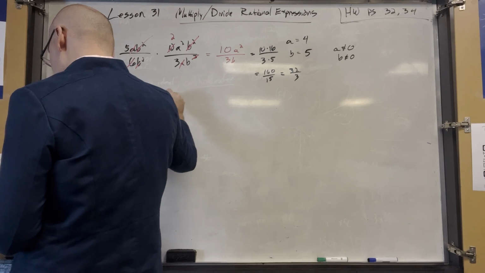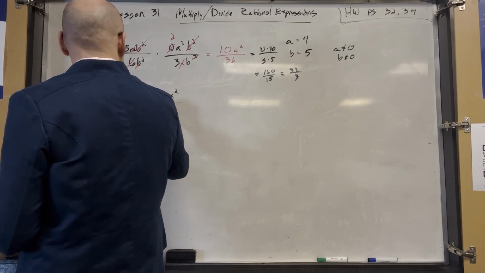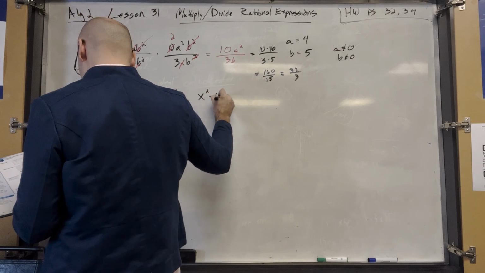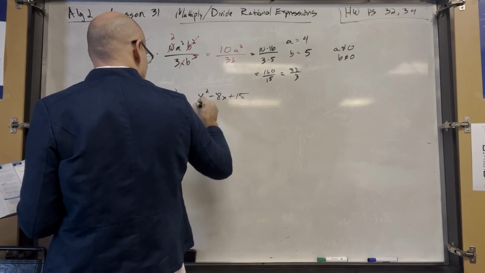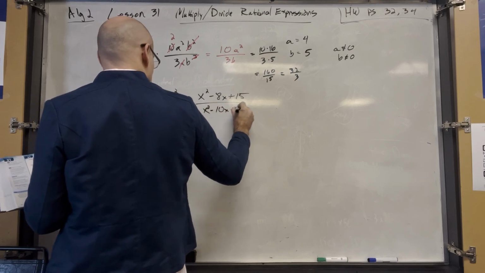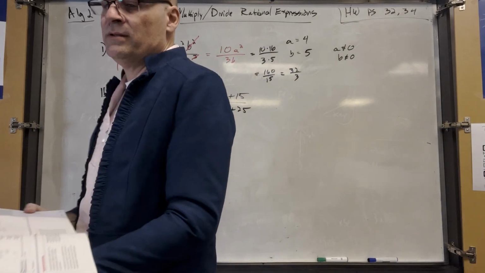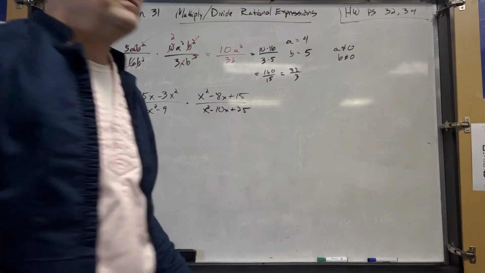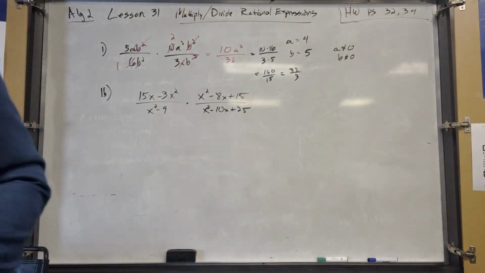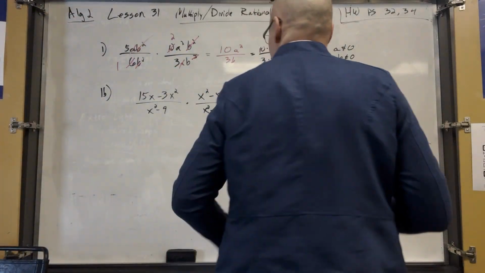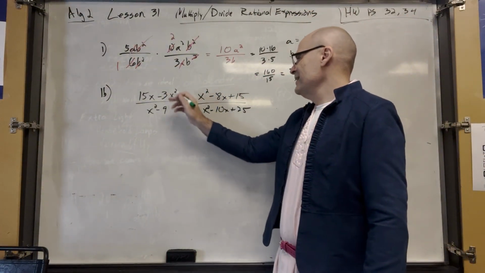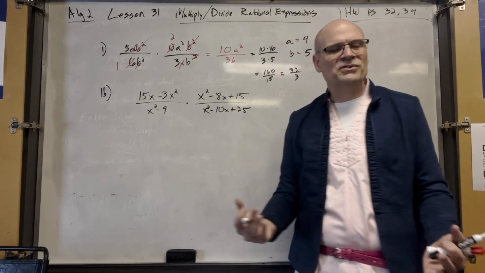15x minus 3x squared over x squared minus 9. Oh, it's going to be so good. X squared minus 8x plus 15 all over x squared minus 10x plus 25. This is my favorite chapter in the book. Okay? What do you do first with the green pen? Get rid of x's. You can't get rid of the x's because they're being added and subtracted.